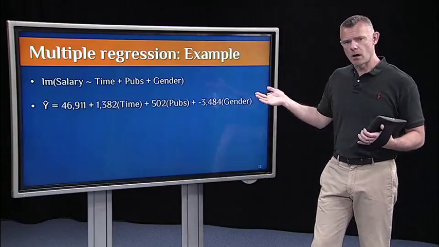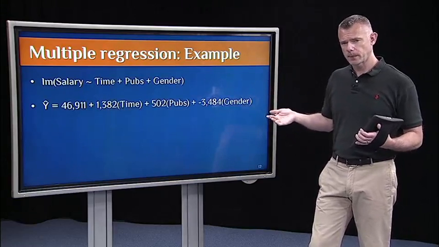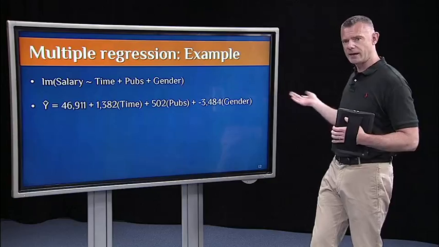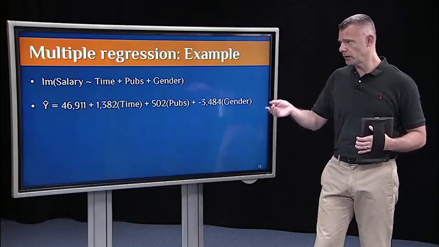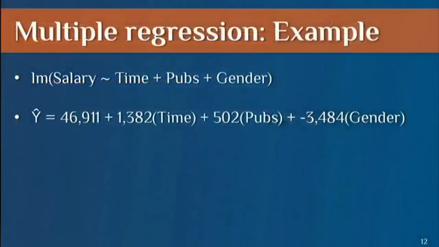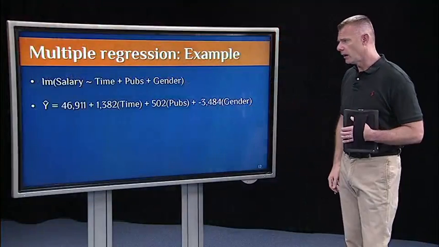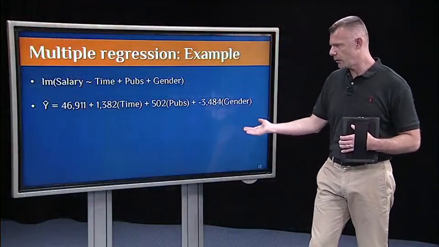So if we ran this in R, we would use the LM function. Same thing as regular regression, we just add in more predictors. So I did LM, salary is the outcome measure, so it's salary tilde, and then all your predictors: time plus pubs plus gender. Notice the GLM in there. We covered the GLM, it's right there. It's Y as a function of these predictors, time, publications, and gender. I ran that in R, and here's my output.